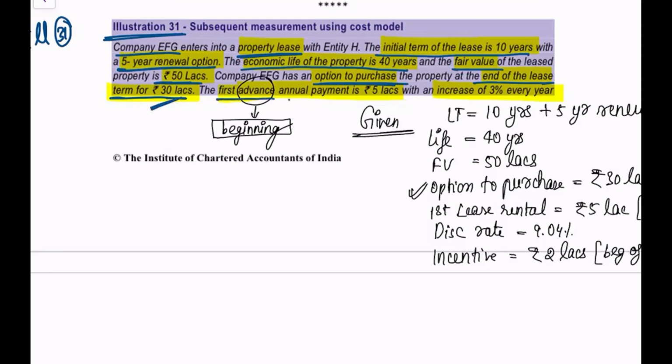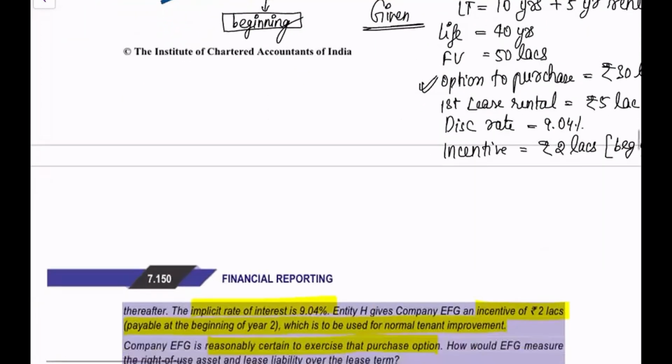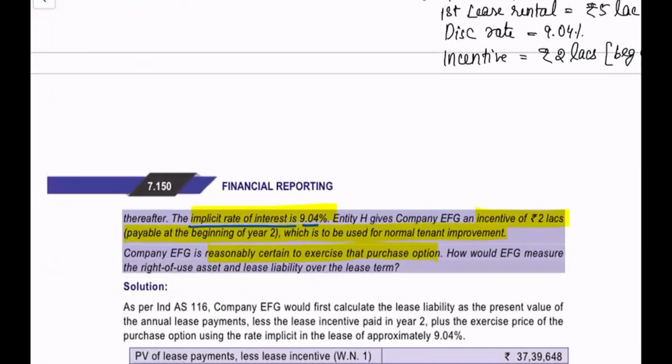The first advance annual payment is 5 lakh. When they talk about the first advance annual payment, annual payment we understand. What is advance? Advance here means beginning. So every year at the beginning, they are paying this annual payment. The first annual payment is 5 lakh rupees with an increase of 3% every year. So every year at the beginning, when you make the payment, your lease payment will increase by 3%. Then they have told an implicit rate of return, or your discount rate, is 9.04%. There is a lease incentive given to you of 2 lakh rupees, which is payable at the beginning of year 2, which is used for normal tenant improvement.